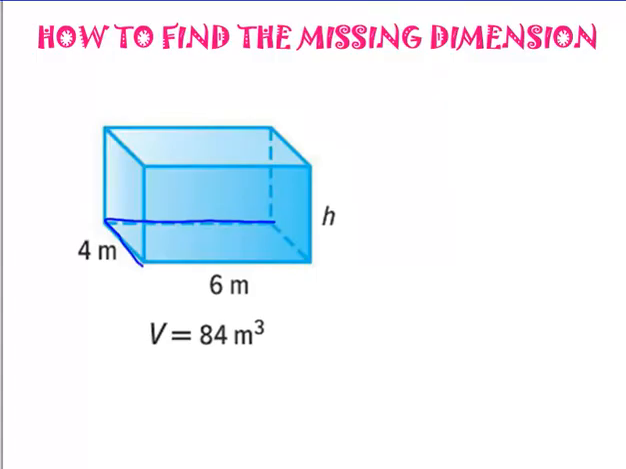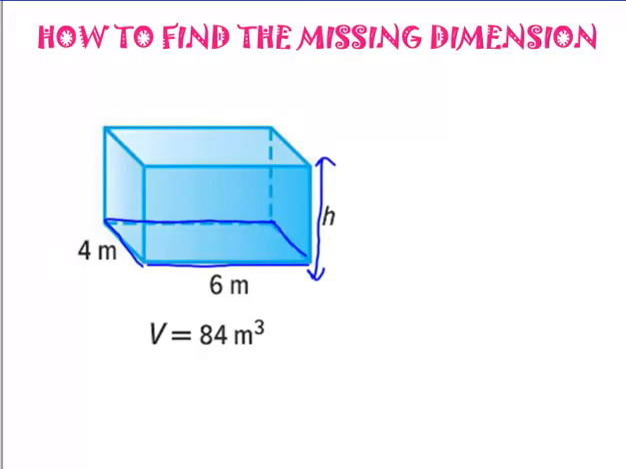All right, now let's switch gears and find some missing dimensions. So here I have a rectangular prism, and I give you the volume. I give you the full dimensions of the base, which is 4 by 6, but I do not give you the height of the actual prism. So let's go ahead and figure that out.